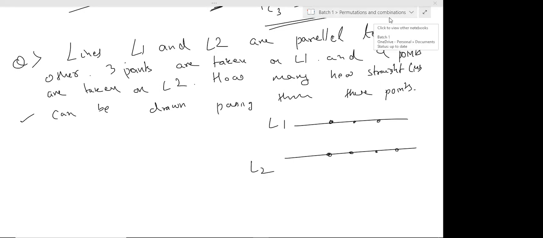The question says there are two parallel lines, L1 and L2. In L1 we have 3 points. In L2 we have 4 points. How many new straight lines can be drawn passing through these points? All right. How many straight lines are possible passing through these points? All right. Try to solve this.